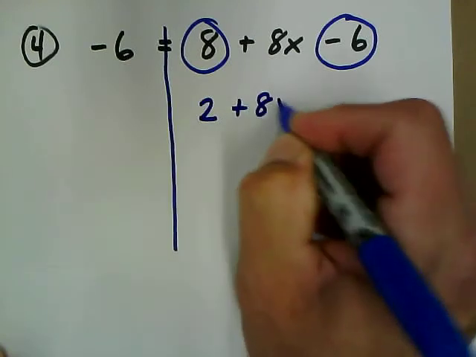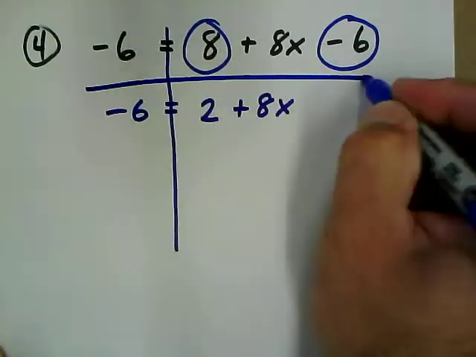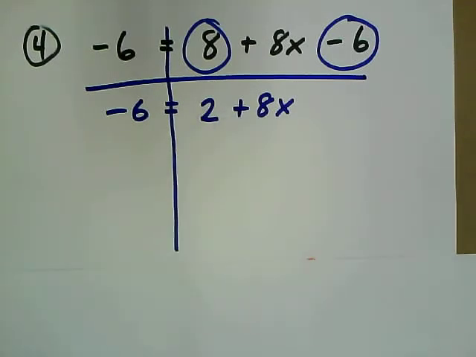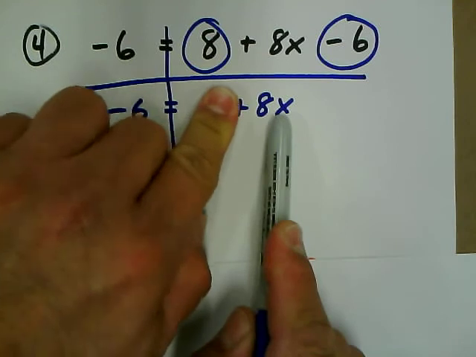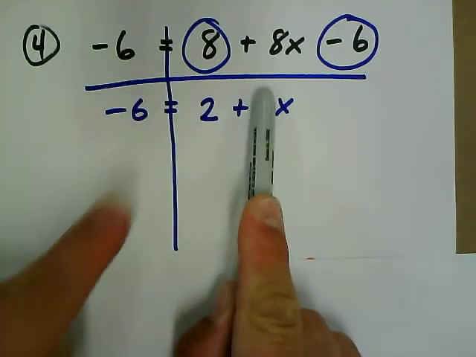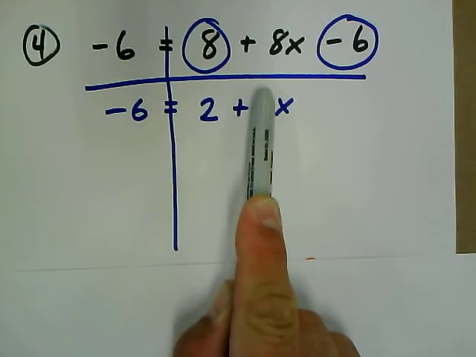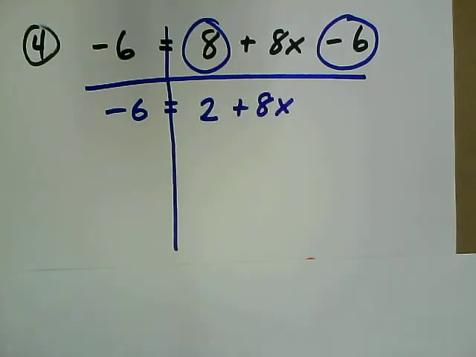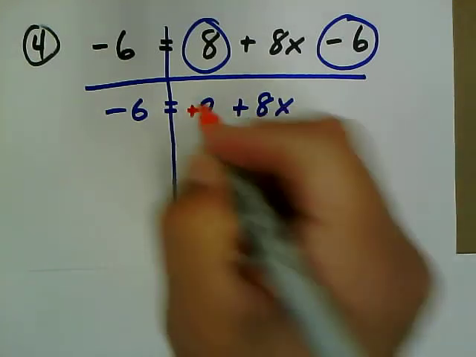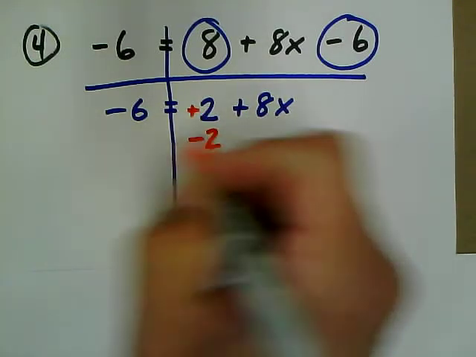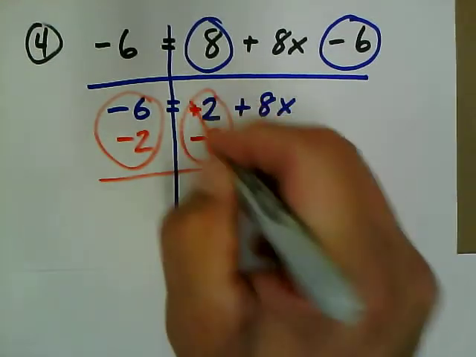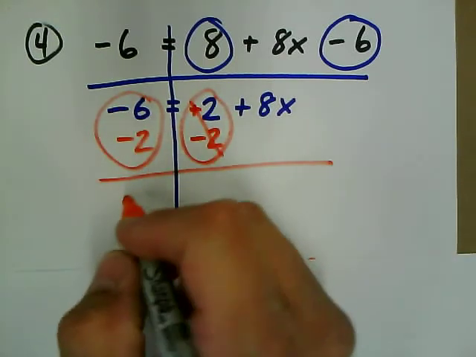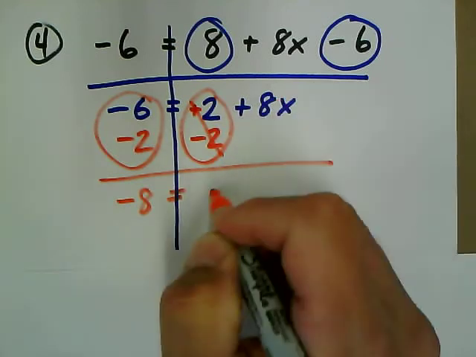We bring down the plus 8x because it doesn't combine with anything. Now, I did this purposely because I wanted to show you this again. We're looking for what's added or subtracted to the variable. Well, if I cover up the 2, I can see that 8 is multiplied to that x. But if I cover up the 8, I still see 2 plus x. So it's the 2, but I am going to look in front of that 2. It's plus, so I'm going to subtract 2 from both sides of the equation. Our opposite operations disappear. -6 minus 2 is -8, and we bring down the 8x.